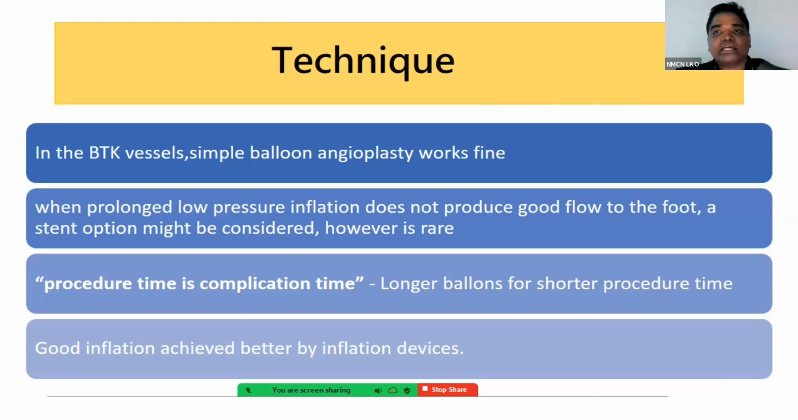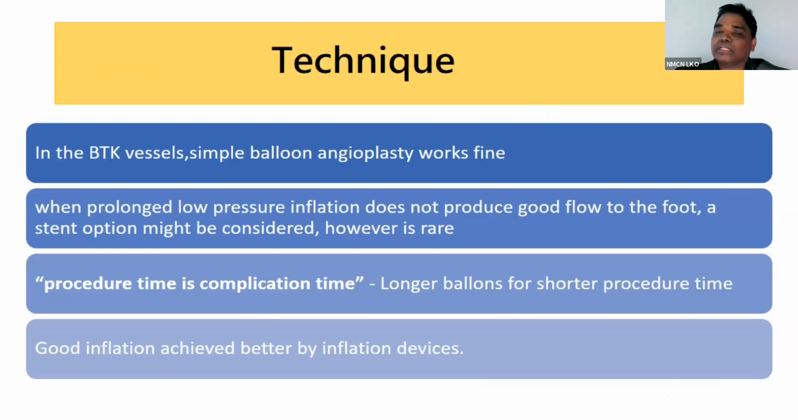So the technique is that in below-the-knee disease, simple balloon angioplasty is all that is done. And we generally do low pressure, prolonged inflation of the balloon. And it generally gives a good result. And we don't need to generally place stents. Procedure time is complication time.